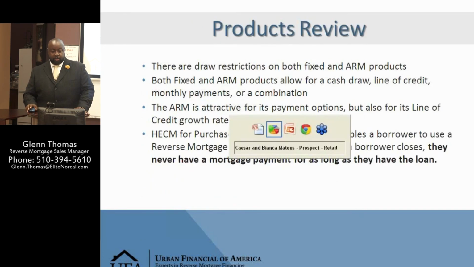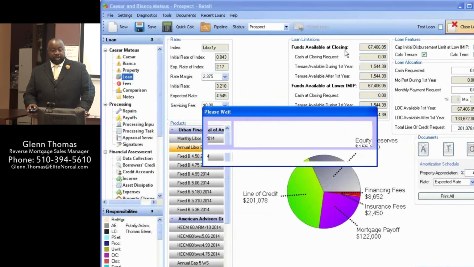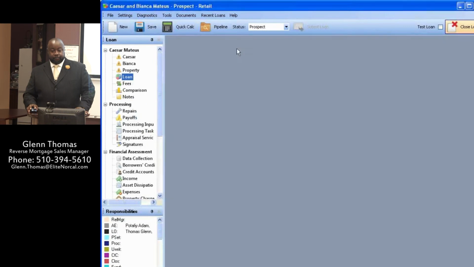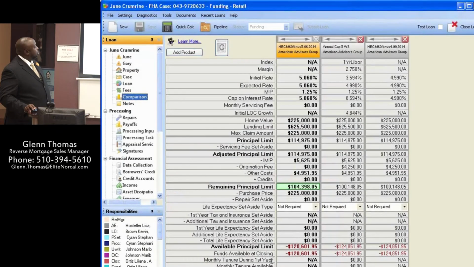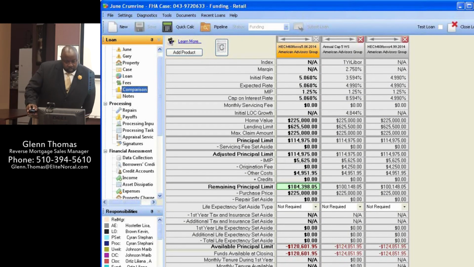And here I'll show you how, on a reverse purchase, to look at the cash they have to bring. Okay. So on this scenario, why is it not going down?